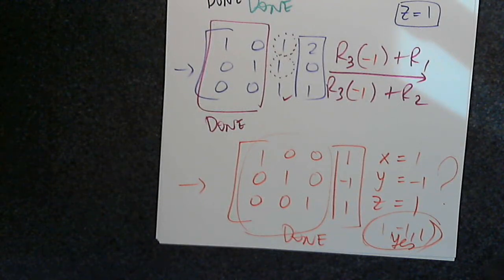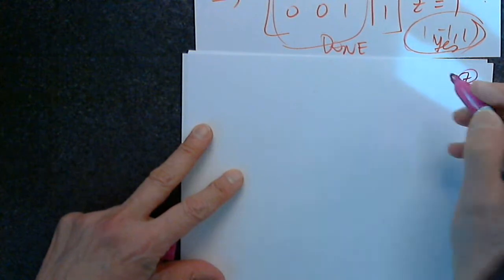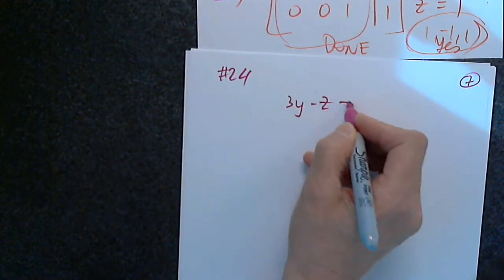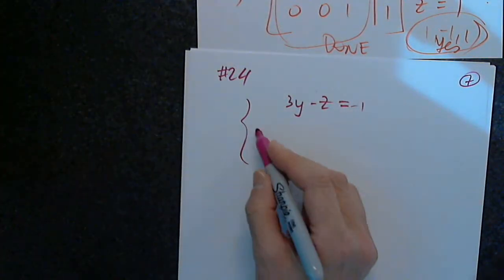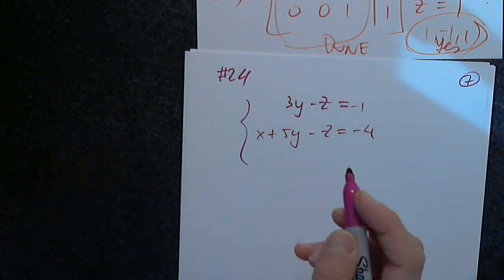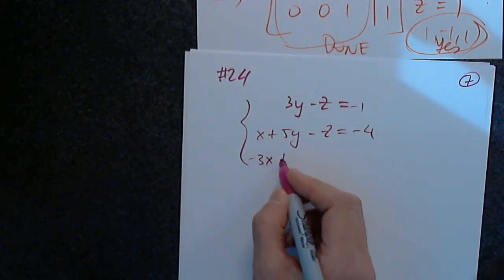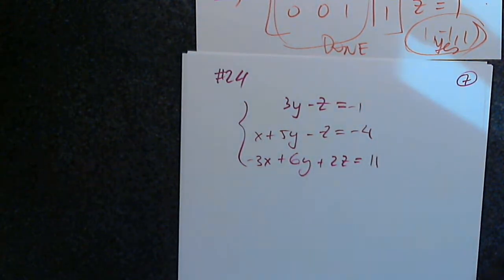Okay, so let's try the next one, 24. Same page. 3y minus z equals -1. x plus 5y minus z equals -4. -3x plus 6y plus 2z equals 11.